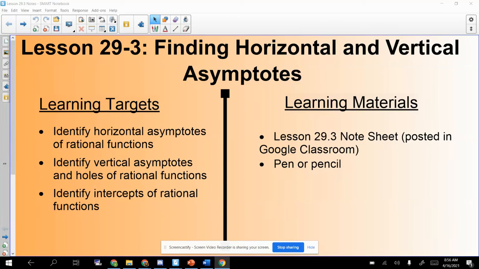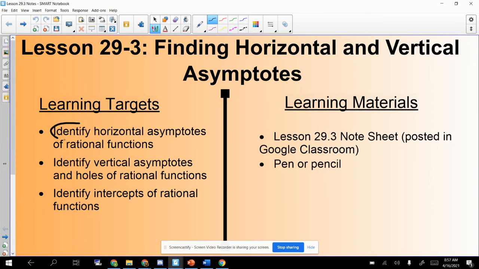Hi guys, welcome to lesson 29.3, finding horizontal and vertical asymptotes. We're going to be talking about some key features that we didn't get to in class on Friday. So you will need your lesson 29.3 note sheet that is posted in Google Classroom with this Edpuzzle, and you'll want a pen or a pencil. And here's what we're going to do.